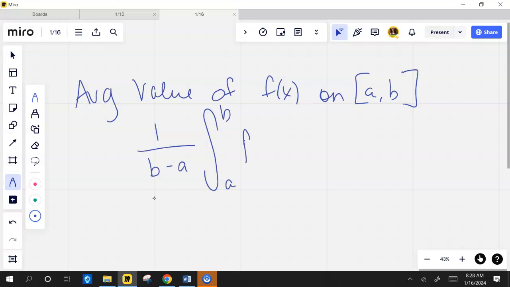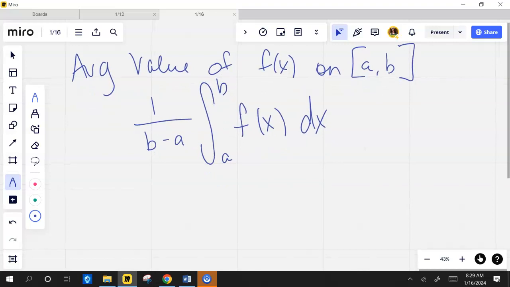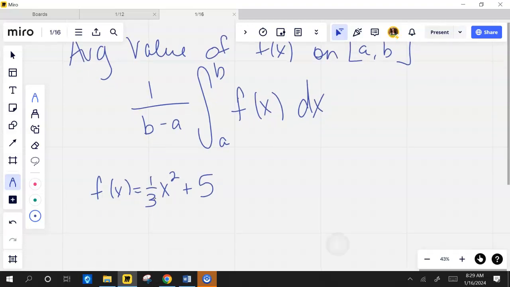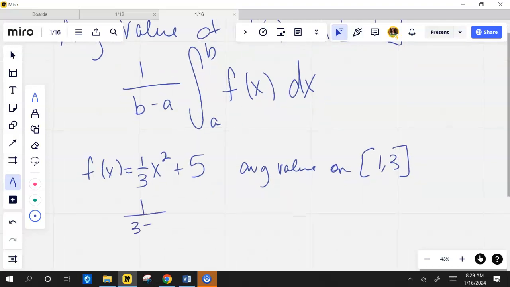What does that mean? If I told you that f of x was 1/3 x squared, and I said, what's the average value of f of x from 1 to 3? One over 3 minus 1 times the integral from 1 to 3 of 1/3 x squared plus 5.